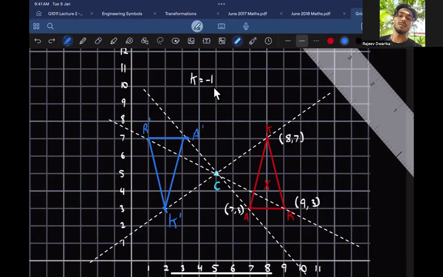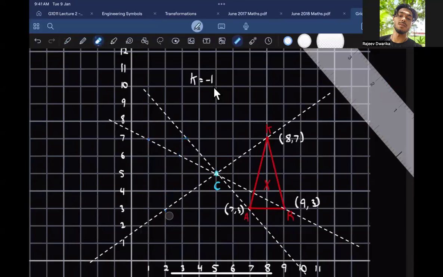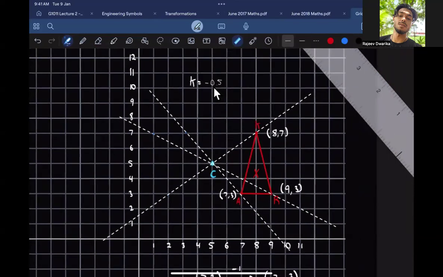You understand? Yep. But if by chance the scale factor is negative a half, that means the shape could be inverted and it could also be half its original size. That's what it means. Like, say if k is equal to negative a half. Right. So Rihanna, walk us through how you estimated this.